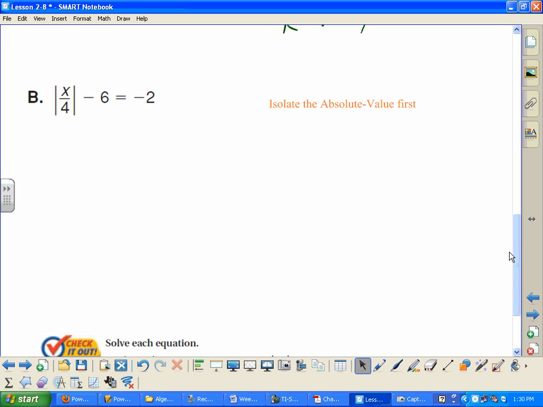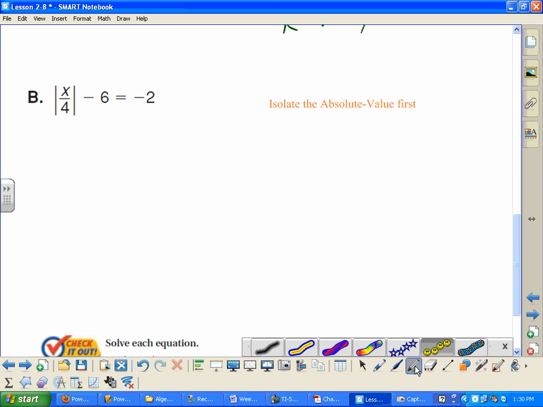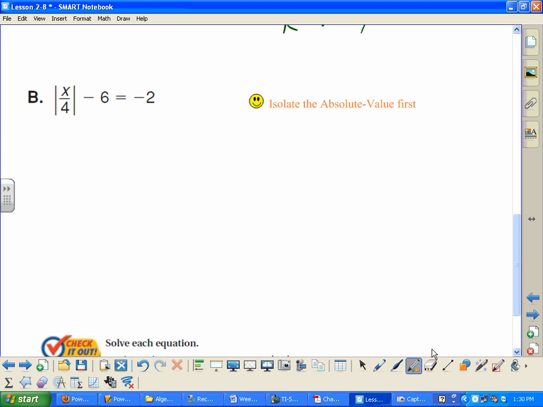Okay. Now, this right here is very important that you understand that. If there's more than just the absolute value on the one side of the equal sign, the first thing you always want to do is isolate it. So it's kind of like if we had a problem that looked like this. Okay, what would I do to solve that problem?